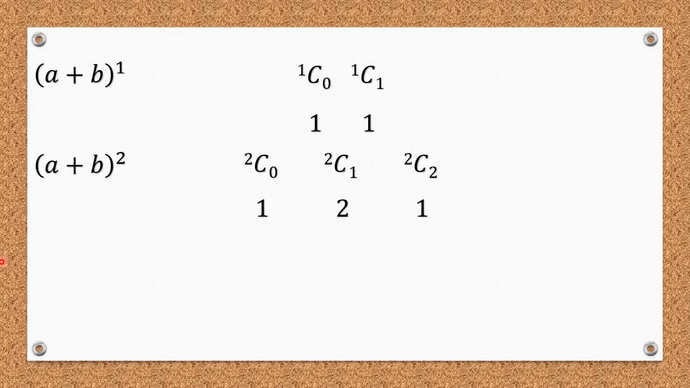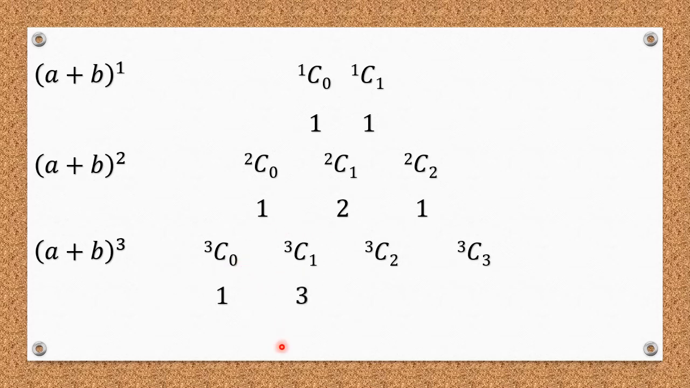Yes or no? And if still not, let's take (a + b) cubed. So the power here is 3. Now I'm going to take 3C0, then 3C1, then 3C2, and then 3C3. So 3C0 is 1. Then 3C1 is 3. Then 3C2 is again 3. You can calculate it using your calculators if you want. This is nothing new for you guys. We have already completed combination. And then 3C3 is again 1.